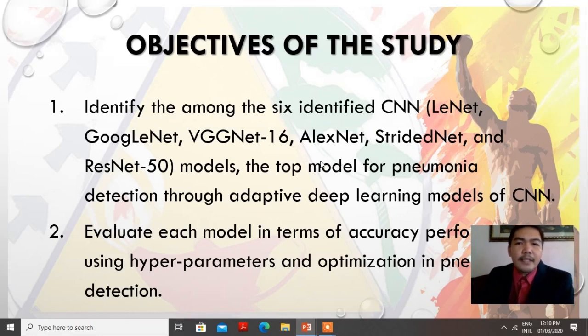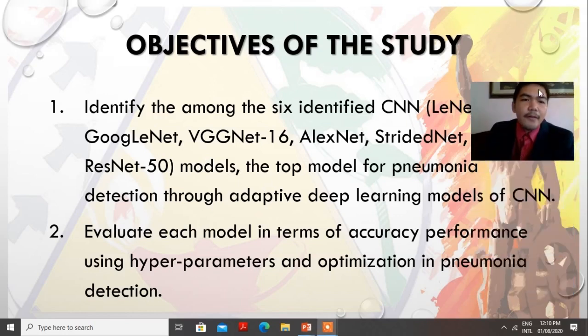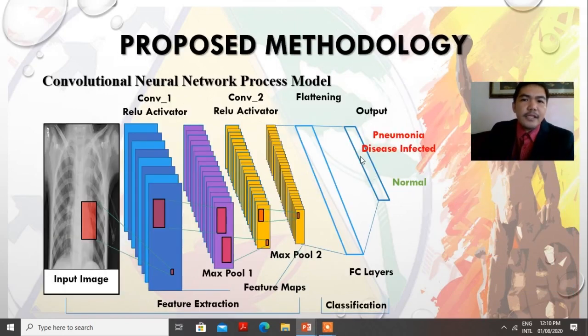Our objective is to determine the top model for the detection of pneumonia using CNN. Another is to evaluate each model in terms of accuracy, performance using hyperparameters, and optimization in pneumonia detection. This is our proposed methodology.